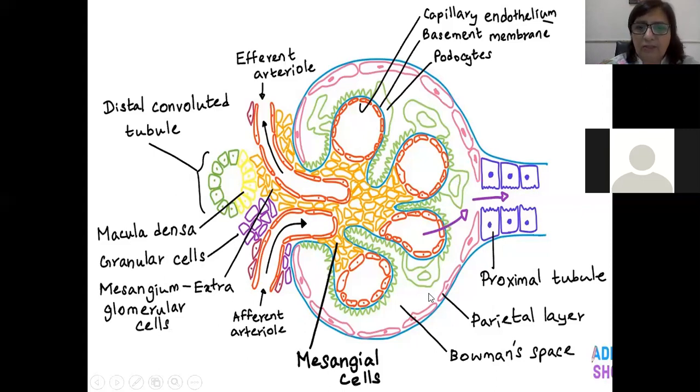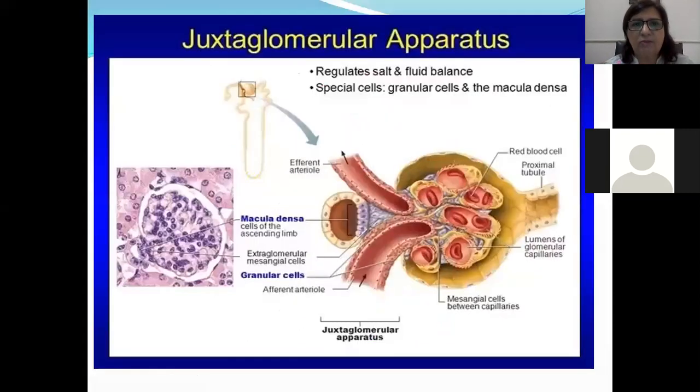As I've told you, this is a Bowman space. Bowman space is also called urinary space, and it is lined by the parietal layer of epithelium. This is proximal convoluted tubule, and this is distal convoluted tubule, and macula densa is also present. These are the granular cells, and mesangium or extraglomerular mesangial cells can be seen as well. So this is also the juxtaglomerular apparatus explaining the same thing.